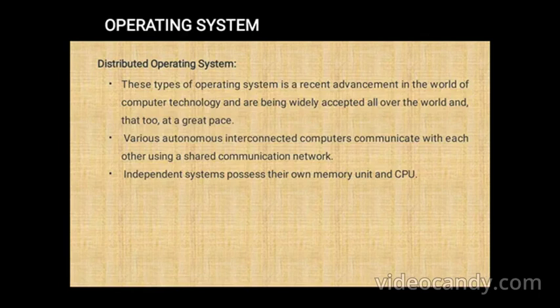The sixth type of operating system is the distributed operating system. This type of operating system is a recent advancement in the world of computer technology and is being widely accepted all over the world at a great pace, right? Various autonomous interconnected computers communicate with each other using a shared communication network. It manages a collection of independent computers or nodes connected through a communication network to provide a single system image. For that purpose, we call this a distributed operating system. It works on an independent basis.